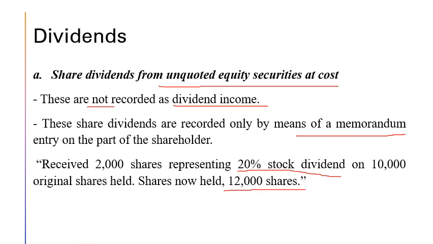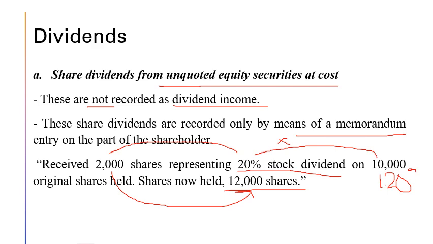So how do we get the 12,000 shares? So that's 10,000 times 20%. Okay, again, 10,000 times 20%, that would be 2,000. And of course, 10,000 plus 2,000, that is 12,000 shares. Or simply multiply this 10,000 by 120%. Okay, you will get 12,000 shares. Okay, sorry for the handwriting.